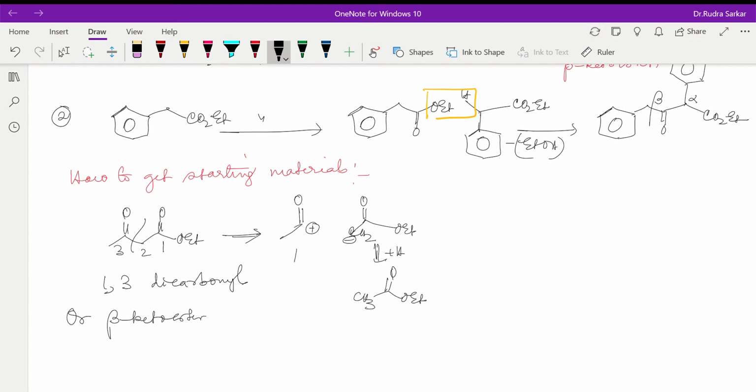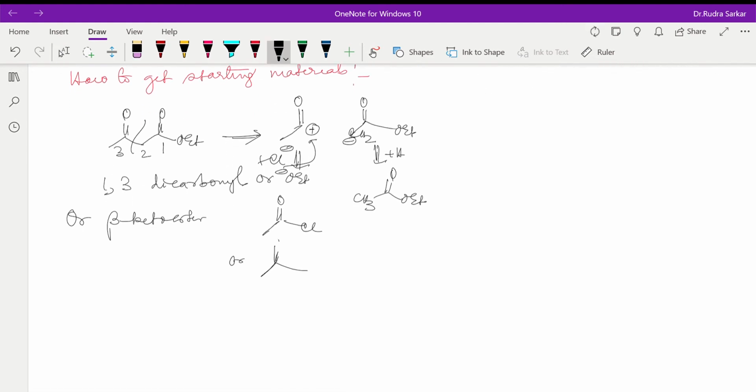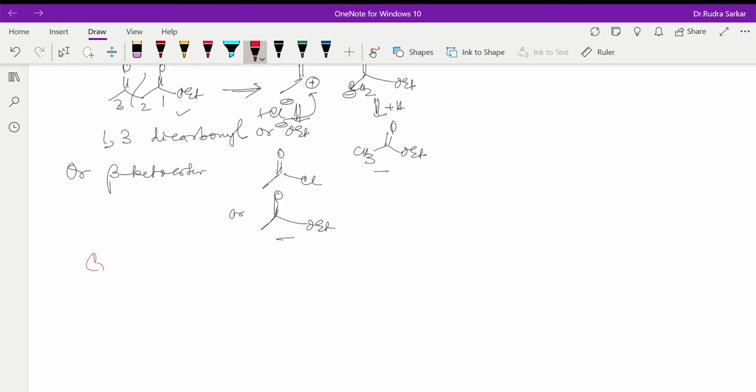CO2Et. And over here, you have two choices. Either you can add Cl minus or you can add OEt minus. Okay, so if you do that, that means your OEt goes in here. You have a Cl or you have OEt. That is how you can get your starting materials, which means these esters will combine to give this product. As simple as that.